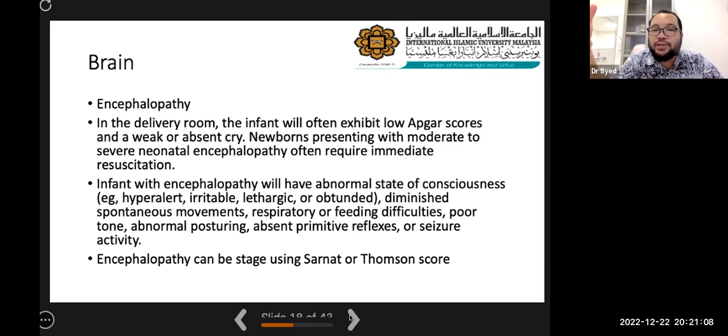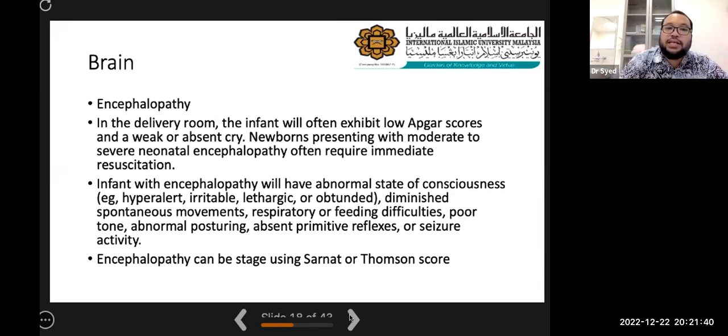The baby will often have low Apgar score, weak or absent cry. Breathing, dia may be affected. There may be poor muscle tone. So show signs of impact neurological function. So they may have abnormal state of consciousness. Mild punya dia akan jadi hyper alert, buka mata besar, macam irritable sikit kan, and then lethargic, or moderate dia akan jadi lethargic, and severe dia akan jadi obtunded, comatose.